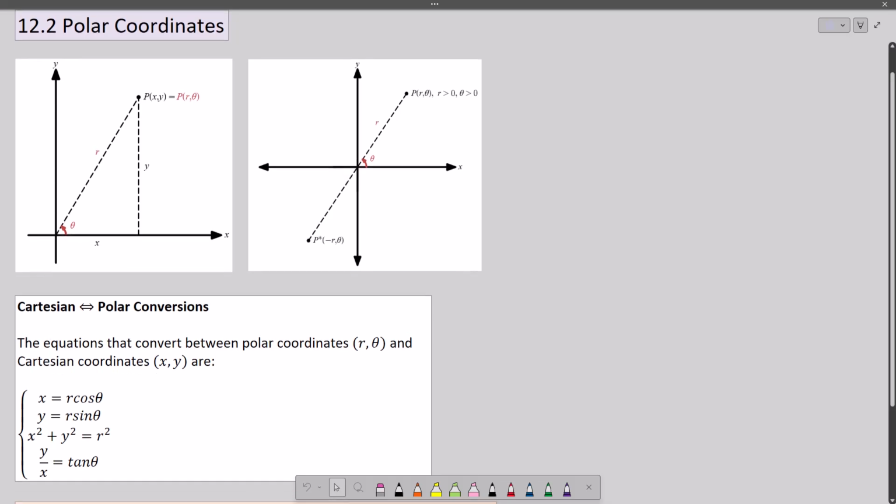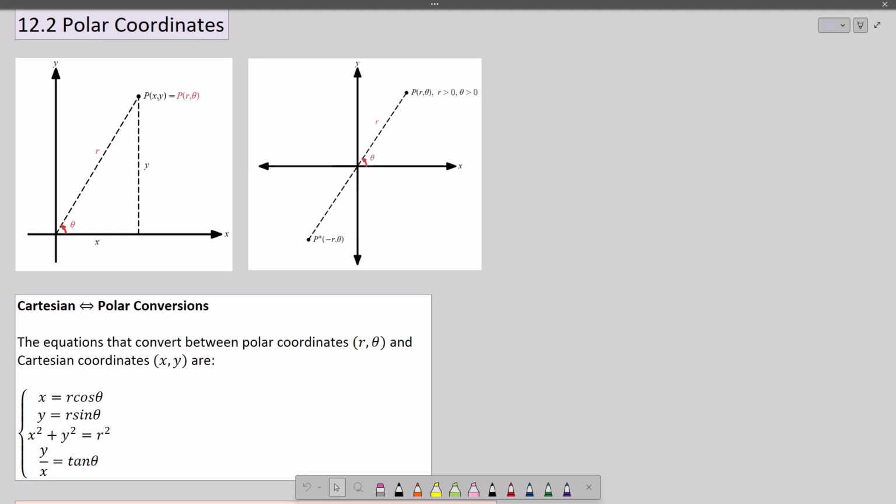All right. When you get into Calc 3, you're going to see that there are 3 coordinate systems that are very commonly used. And we use different coordinate systems in different cases because of simplicity. Sometimes looking at things through a rectangular coordinate system creates a lot of extra work. And sometimes using another coordinate system makes things simpler.